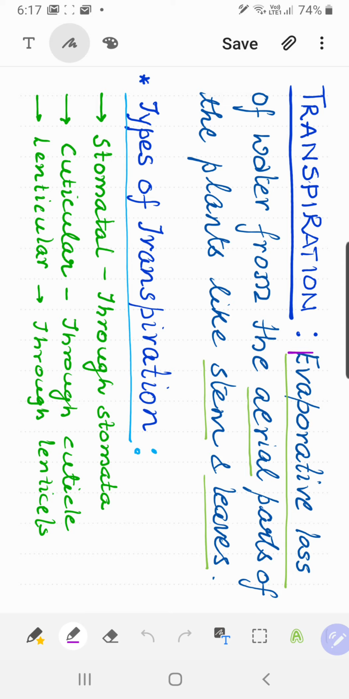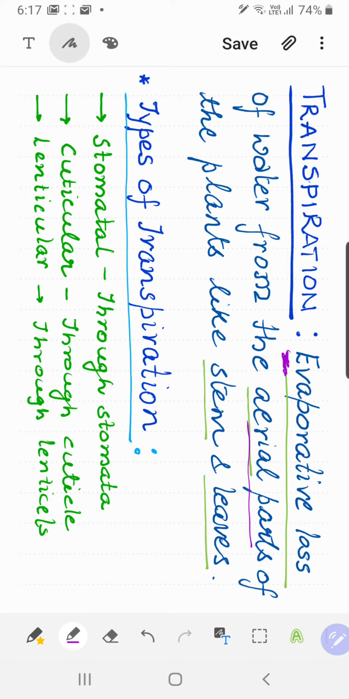So you must understand, evaporative means you have to specify that the water loss is there and it is in the form of water vapors. So either you use the words loss of water in the form of vapors or you write evaporative loss of water. This is the first thing to be kept in mind.